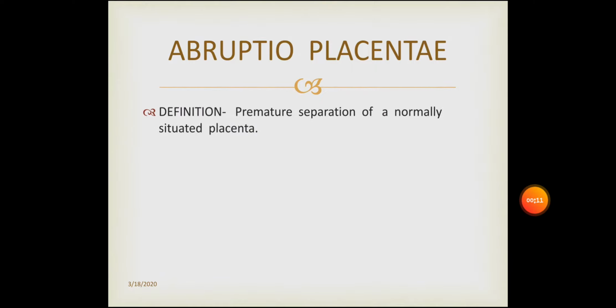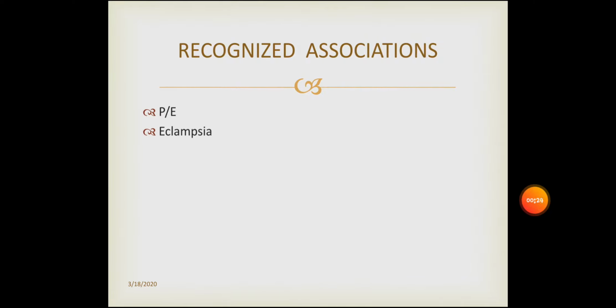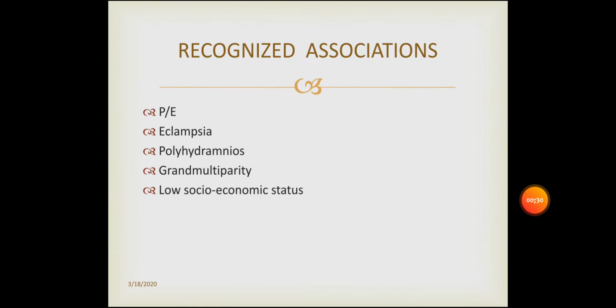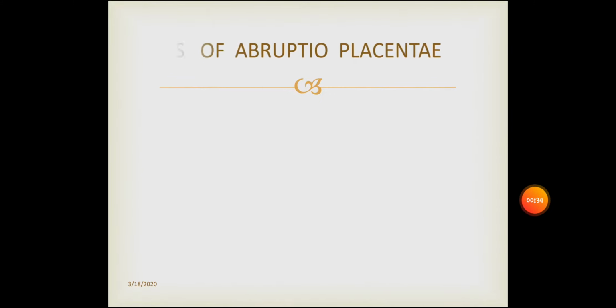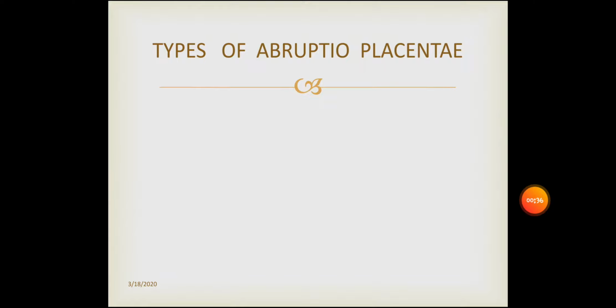So definition, this refers to premature separation of a normally situated placenta before delivery of the fetus. Recognized associations are preeclampsia, eclampsia, polyhydramnios, grand multiparity, low socioeconomic status, smoking. So what are the types of abruptio placenta? We have revealed, concealed, and mixed.